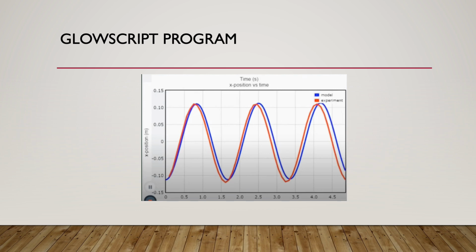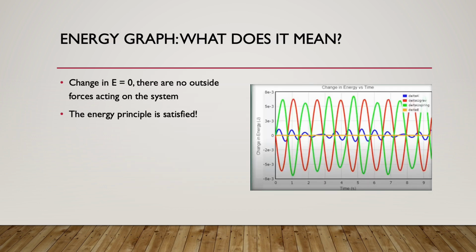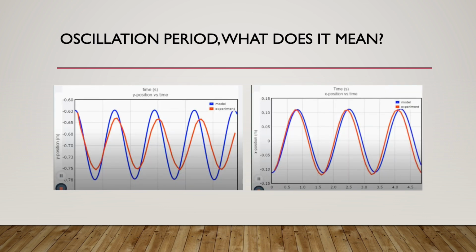Lastly, you can see the graphs of the model in blue versus experimental in red positions for both the X and the Y positions. As you can see, the change in energy versus time graph above shows that the total energy stays at 0 during the duration of the observed motion, meaning in this case the sum of the changes in gravitational potential, spring potential, and kinetic energies is 0. Because of this, we know that there are no outside forces acting on the system and the energy principle is satisfied. Here are the 2 position graphs produced by the model, X on the left and Y.